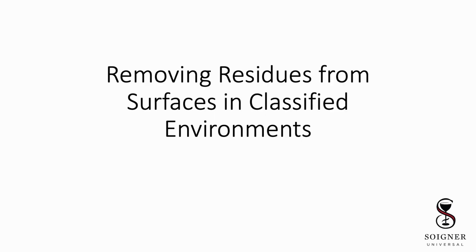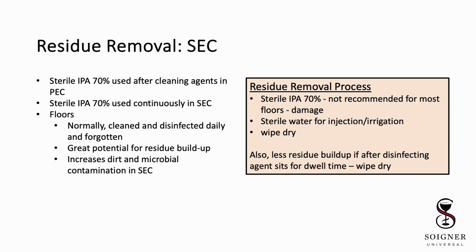Removing residues left behind from cleaning agents is important and, if not done, can lead to microbial contamination of your compounding area. As discussed, when cleaning and disinfecting PECs, sterile IPA 70% is used routinely right after to remove residues left behind by the cleaning agent. This also must be taken into consideration for all other areas that are cleaned and disinfected.